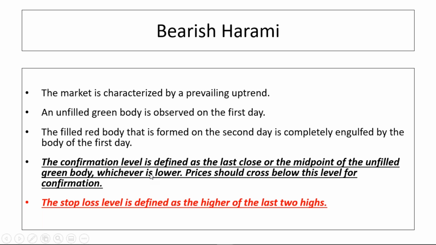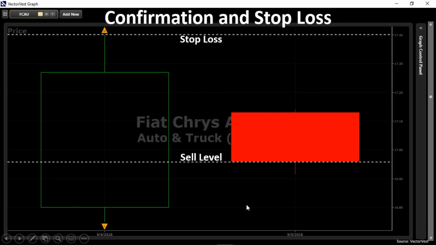Because this is a bearish pattern, we expect downside pressure in the days that follow. Prices should cross below this level for confirmation, and the stop loss level is defined as the higher of the last two highs. Here's what it looks like. Very similar, but you just got a different perspective. Now you're in an uptrend, and this unfilled green candle, which closed at the top of the body, and here's what it opened, this reinforces that you're in an uptrend. The next day, the stock opens here, lower than the previous day's close, and that causes concern for the buyers, for bulls. They take their gains off the table. They start selling their positions, which causes the stock price to fall.